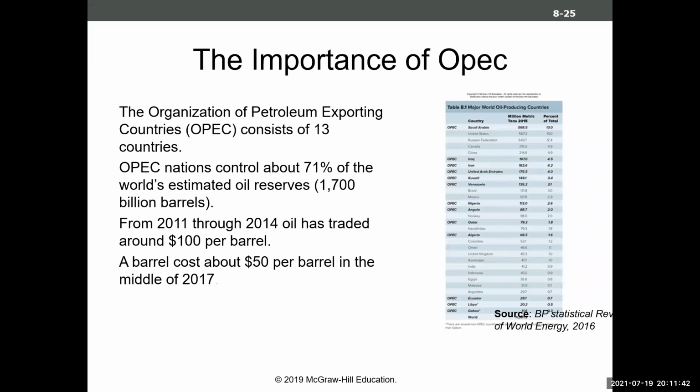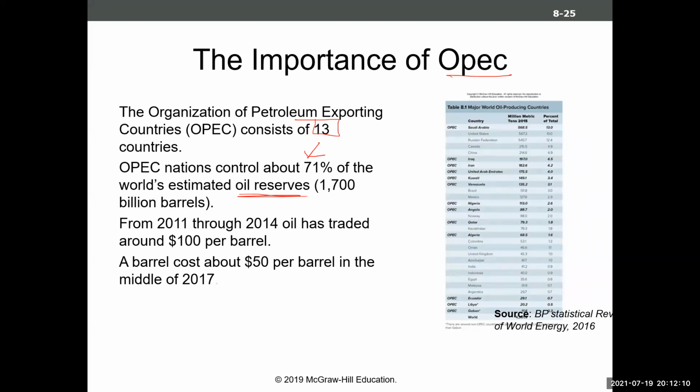Now, there's this coalition or network of countries referred to as OPEC. So it's the Organization of Petroleum Exporting Countries, and it consists of 13 countries. And these 13 countries control about 71% of the world's estimated oil reserves. So roughly 1,700 billion barrels, quite a bit.